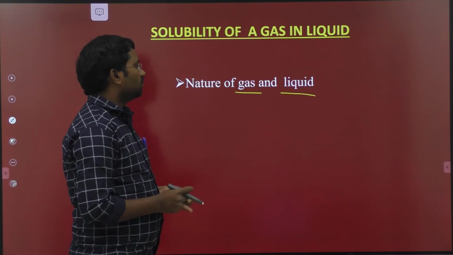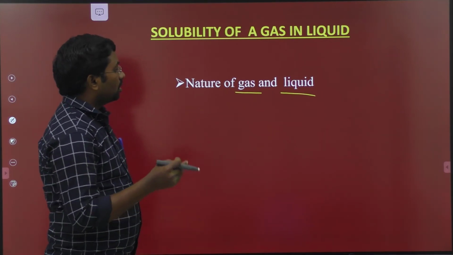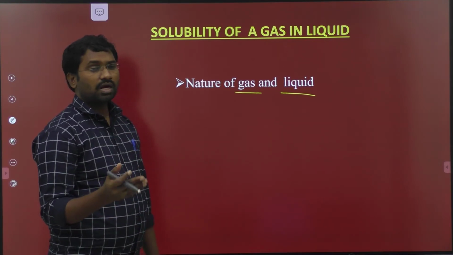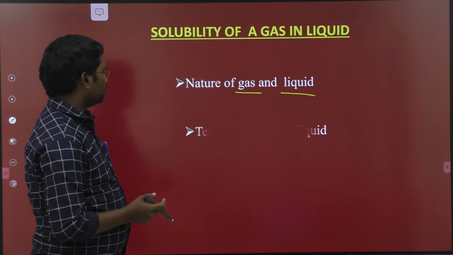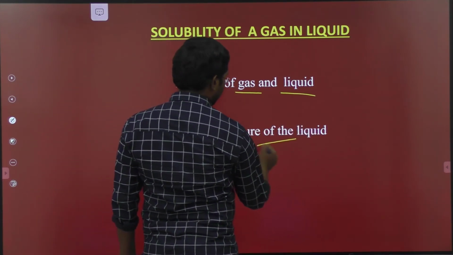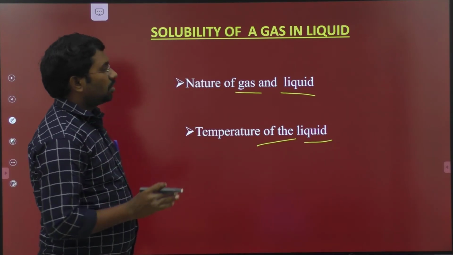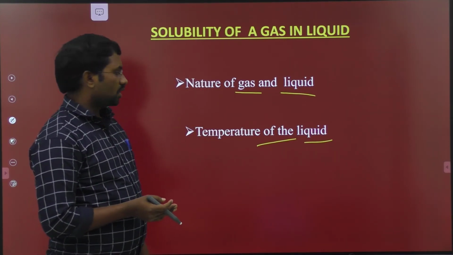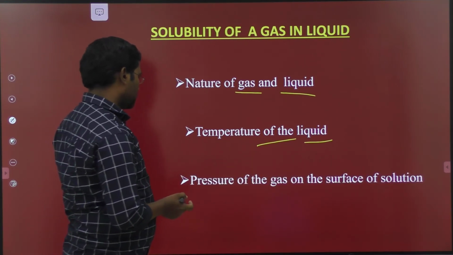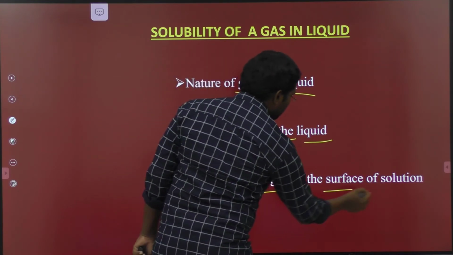So how the nature of the gas, which type of gases are easily dissolved in water, and the effect of the solvent, that is the liquid. Always we are taking water as a solvent. And the next factor is the temperature of the liquid. How temperature influences the solubility of a gas in liquid. And the third factor is the pressure of the gas on the surface of the solution.